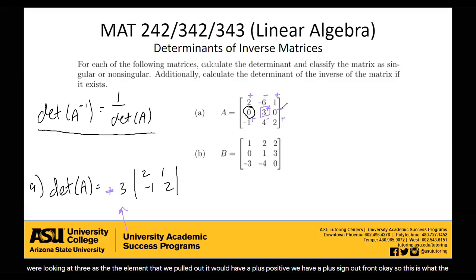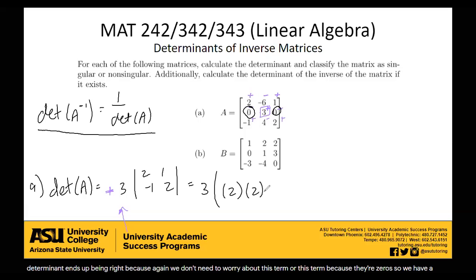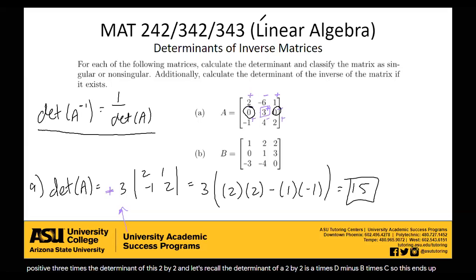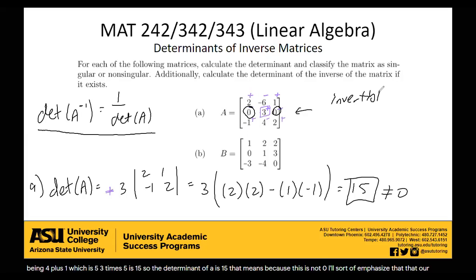So this is what the determinant ends up being, right? Because we don't need to worry about this term or this term because they're zeros. So we have a positive 3 times the determinant of this 2 by 2. And let's recall the determinant of a 2 by 2 is A times D minus B times C. So this ends up being 4 plus 1, which is 5. 3 times 5 is 15. So the determinant of A is 15. That means, because this is not 0, that our matrix A is invertible, or we could also say our matrix A is non-singular. Those mean the same thing.